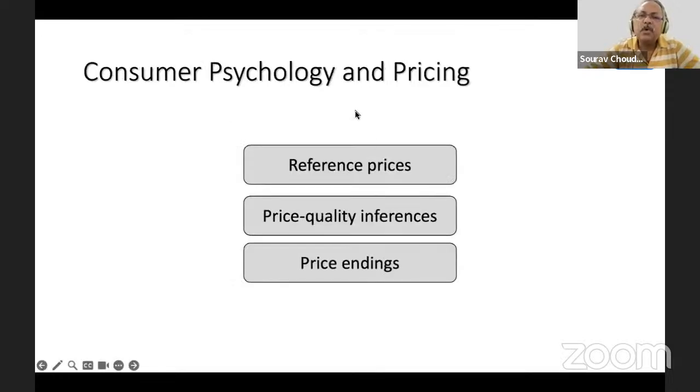So consumer psychology and pricing, reference price. Reference price is something like, you have got some reference, iska price aap samajhte ho ki that can be utna hi padega. So something like, I want to buy a mobile phone, ठीक है, 128 GB mobile phone, Android phone, ठीक है.